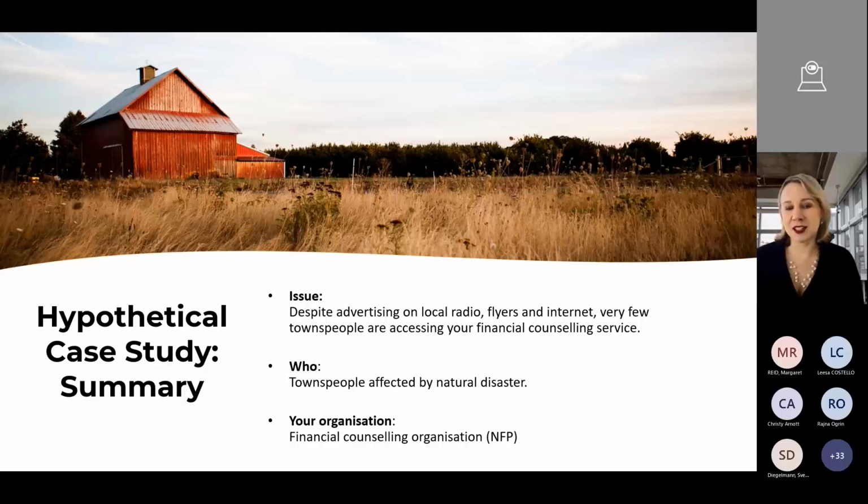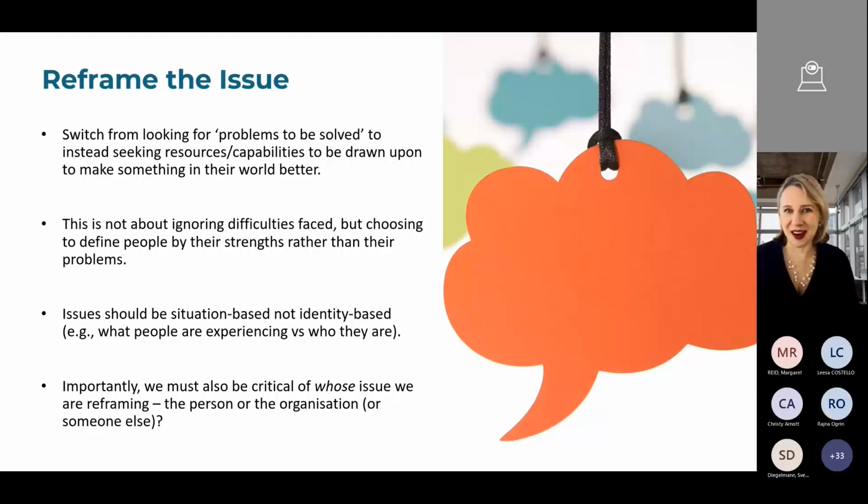So who we're trying to serve are the townspeople who are affected by natural disaster. And of course, we're in that financial counselling mindset at the moment. So let's work through the 5 R's and have a look at how we might co-design with this population. So the first step, or the first guideline, is reframing the issue.